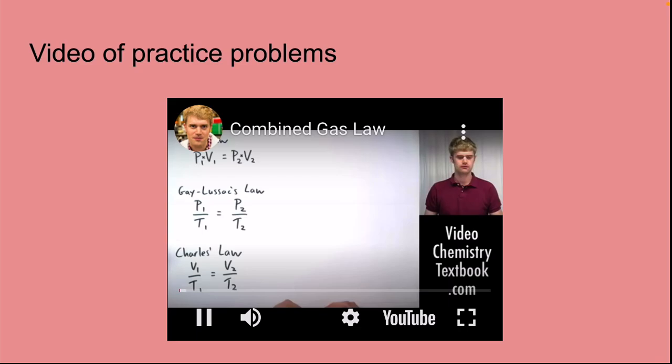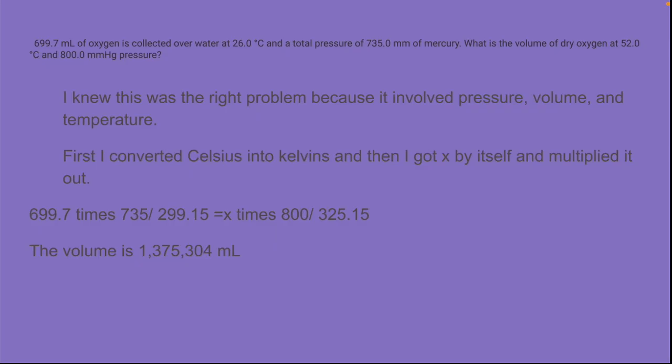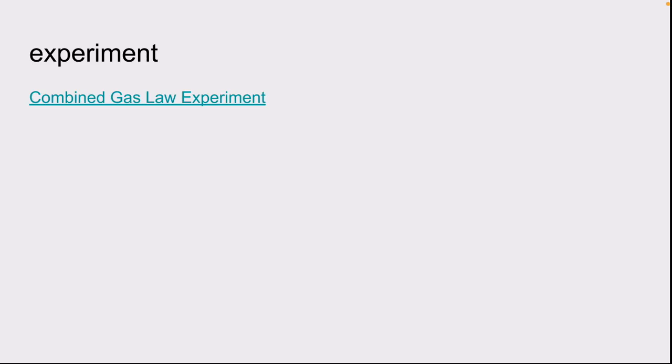Here's my practice problems. I knew this one was talking about combined gas law because it involved pressure, volume, and temperature. First, I converted Celsius to kelvins, and then I got X by itself and multiplied it out, and I found the volume would be 1,375,304 milliliters.